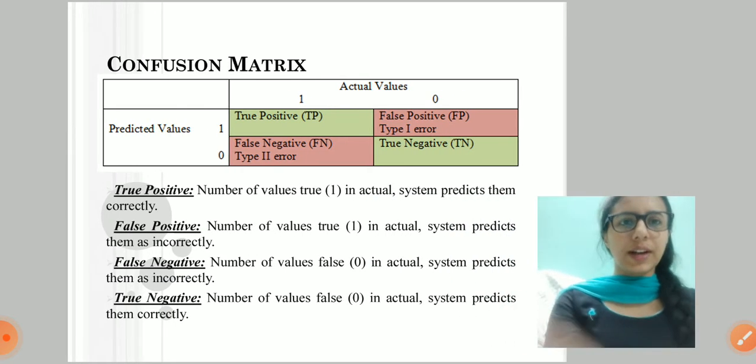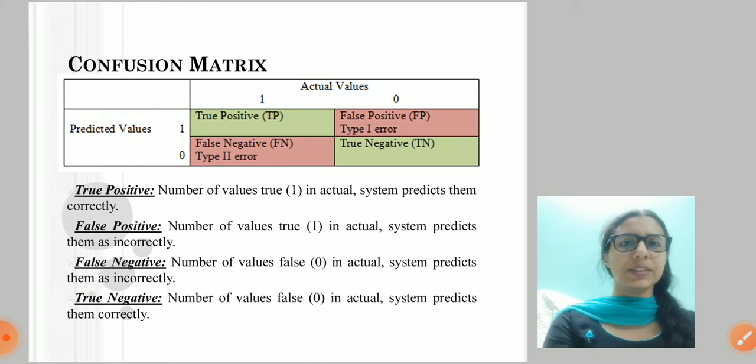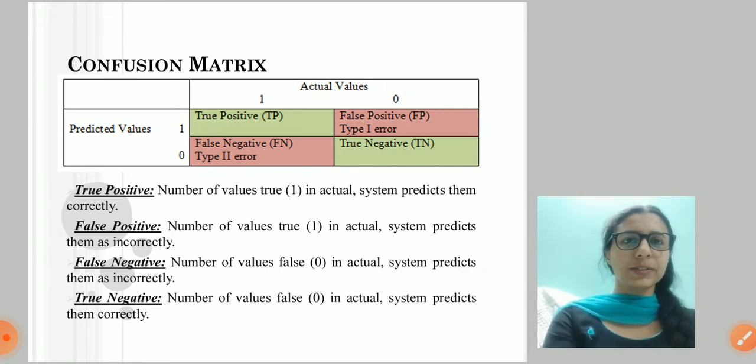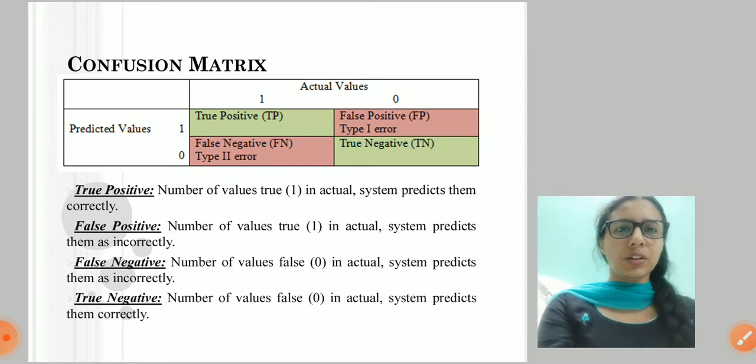In order to understand the other metrics, we need to understand what the confusion matrix is. The confusion matrix is not a metric, but it is a 2 cross 2 matrix, in which the top values represent the actual values, that is the columns. 1 means true and 0 means false, and similarly the rows represent the values predicted by the model.